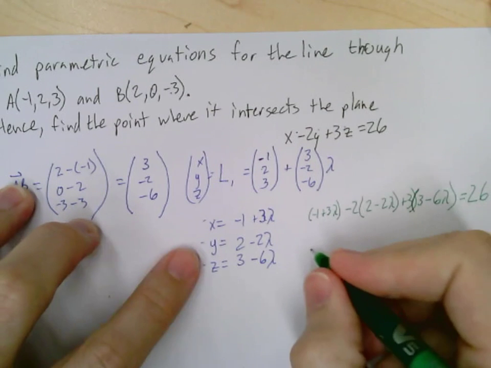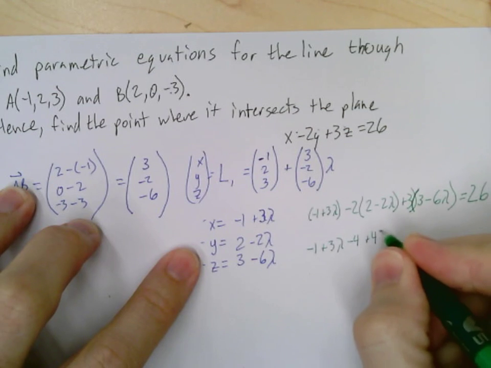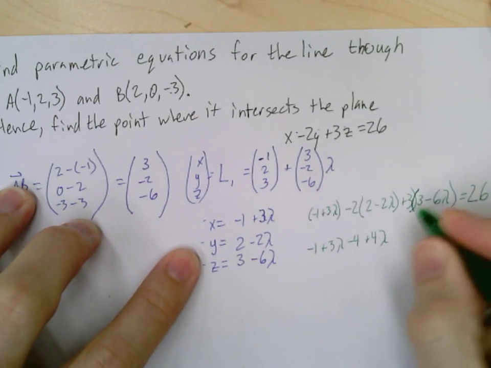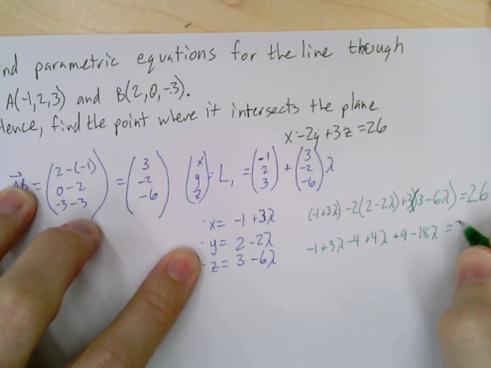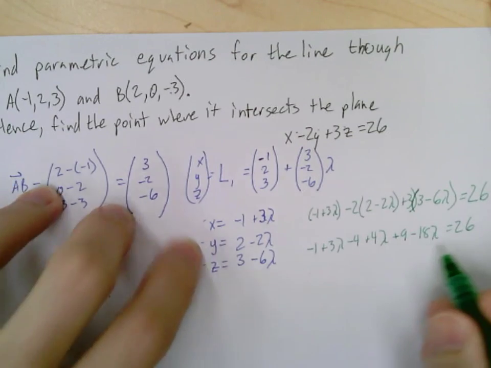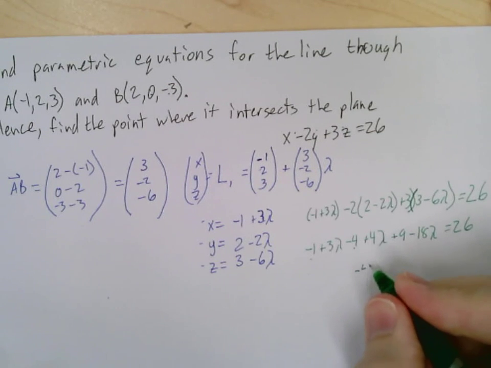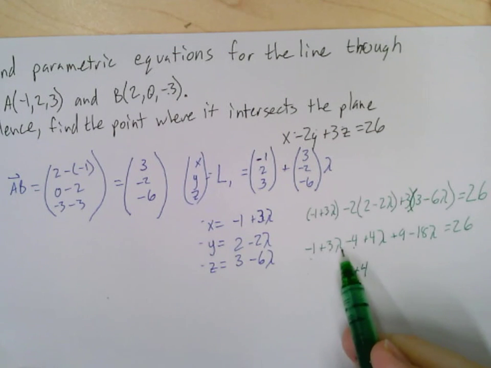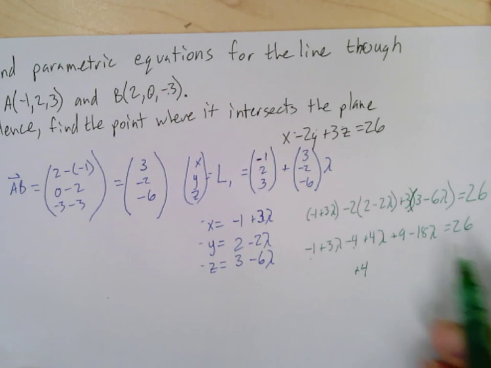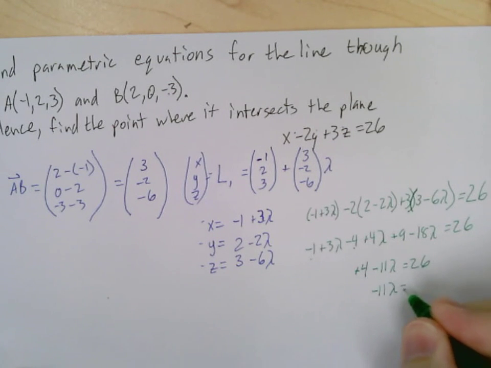And so I'm going to have negative 1 plus 3 lambda minus 4 plus 4 lambda from the distribution of the negative 2 there. And then I'm going to have plus 9 minus 18 lambda from the distribution of the 3, equals 26. And then I will add up all the constants. So negative 1 and negative 4 is negative 5 plus 9 is positive 4. 3 lambda plus 4 lambda is 7 lambda minus 18 would be minus 11 lambda equals 26. Of course, I subtract the 4. I get negative 11 lambda equals 22.